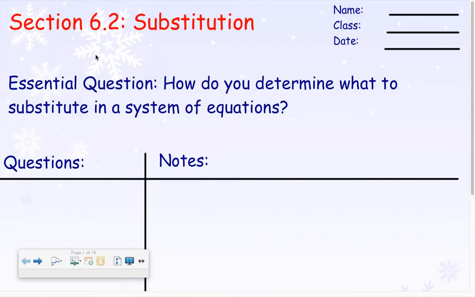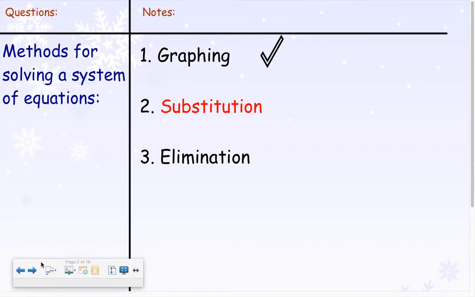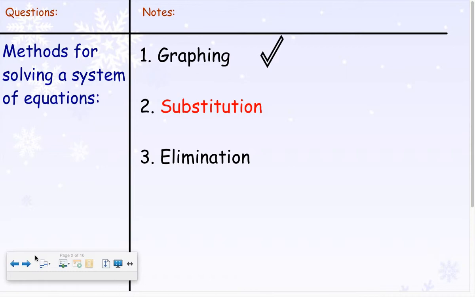Section 6.2, Substitution. Essential question: How do you determine what to substitute in a system of equations? So there are three different methods for solving a system of equations. So far you have learned graphing, and now you're going to learn substitution.